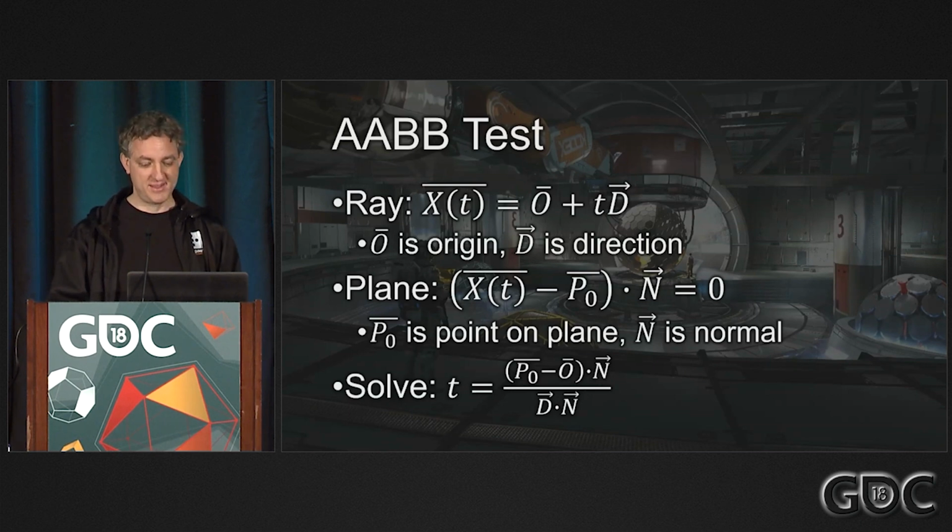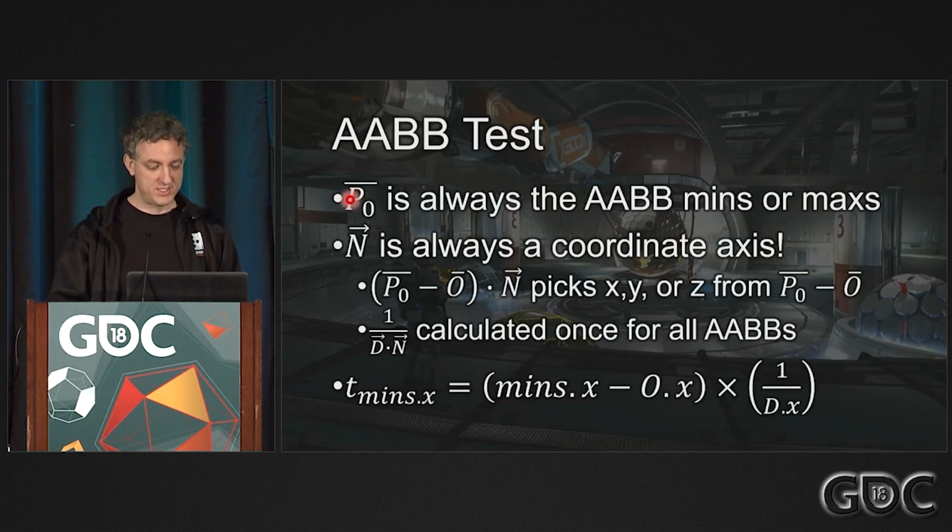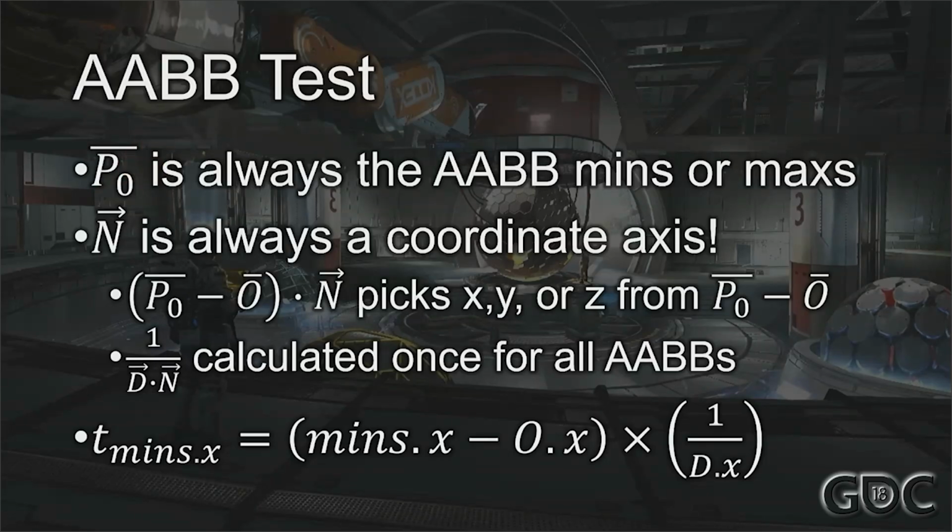So here's the math. You just do vector algebra and you end up with this for when you hit. And it's pretty cheap. You do a vector subtraction and a dot product and divide by a dot product. And this is where we get some optimizations. First, the point on the plane is always going to be one of the 2 corners of your axis-aligned bounding box.